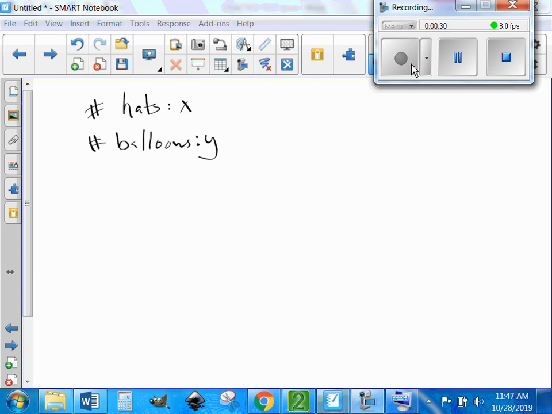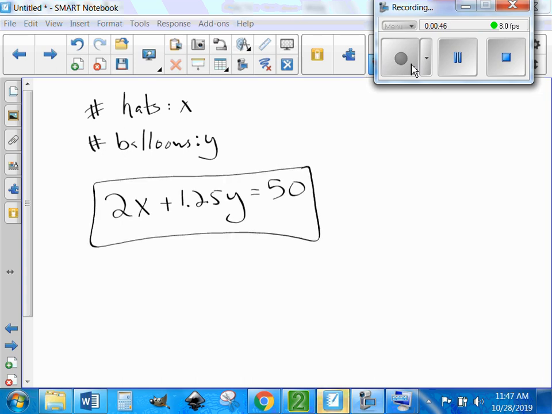And since each of them has their own rate, it's like each one has their own slope. So we can say it's 2 times the number of hats plus 1.25 times the number of Y. That total cost has to equal $50. And that alone is a linear equation. We don't have to solve for Y. We don't have to have it be slope-intercept form. This here is a perfectly fine way to write it.